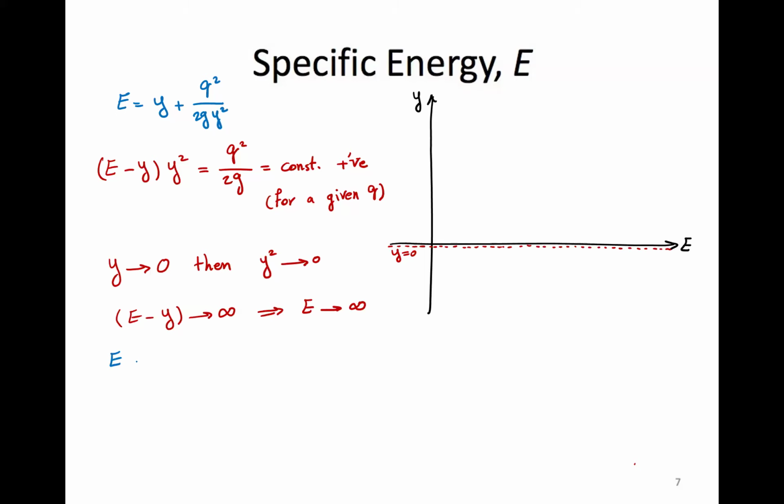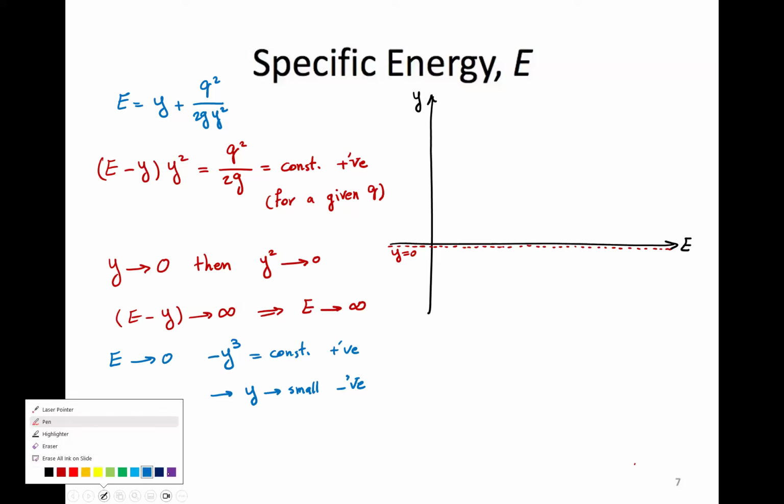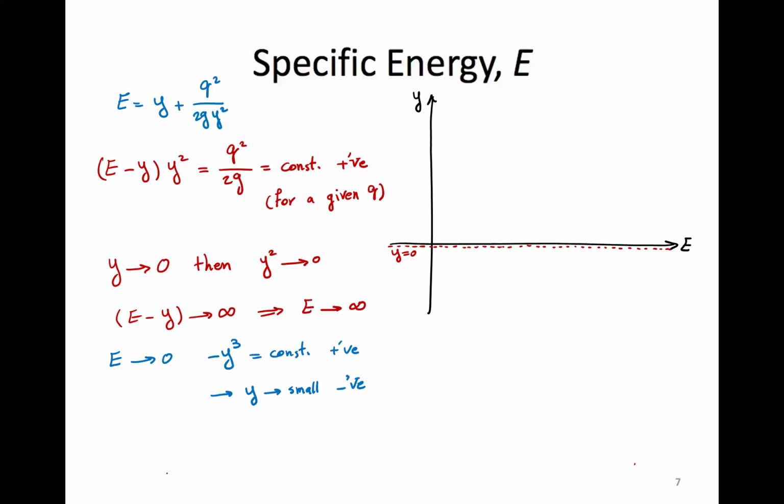Let's say when E approaches 0, what happens? The left-hand side will be negative, and Y cubed is a constant and positive number. So what does that mean? It means Y has to be, first of all, small, because E is approaching 0. And it has to be negative because we have negative Y cubed, right? So Y has to be negative. In other words, we'll have a branch of the graph that will be in the negative Y territory.